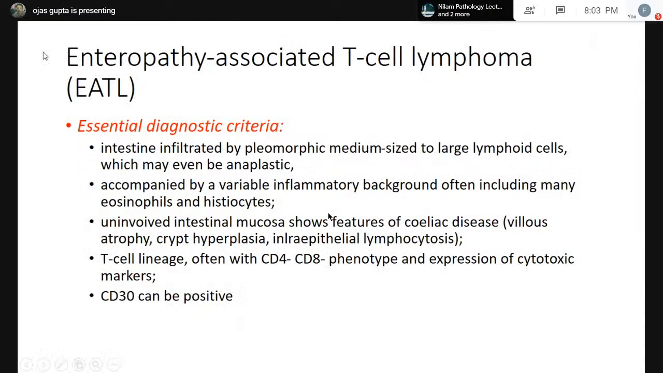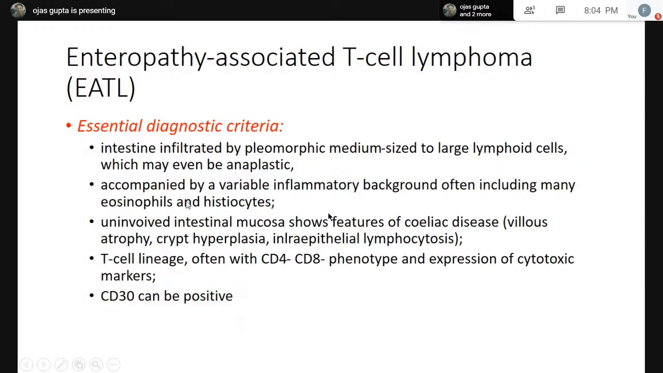So the diagnosis is enteropathy-associated T-cell lymphoma. Enteropathy, here in this case, is celiac disease. So what are the essential diagnostic criteria? The intestine is infiltrated by pleomorphic medium-sized to large epithelial, large lymphoid cells, which may even be anaplastic. It is accompanied by a variable inflammatory background, often including many eosinophils and histiocytes.